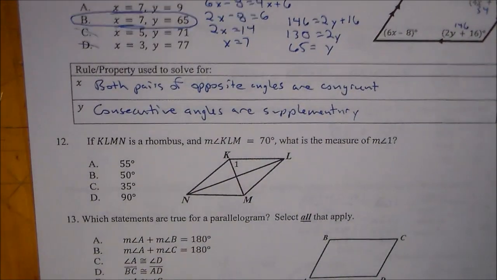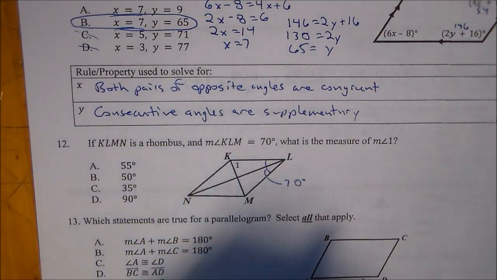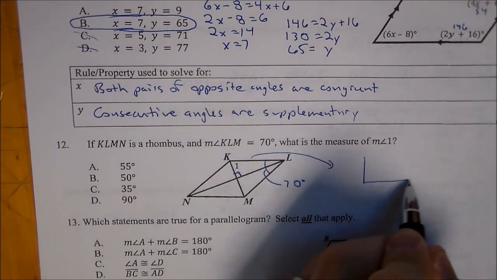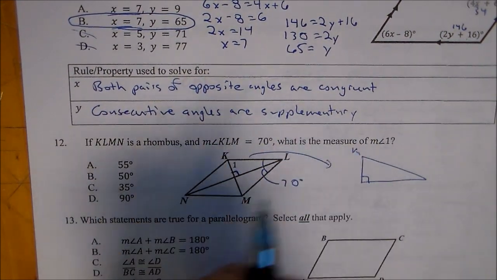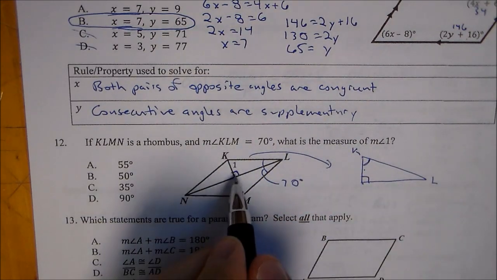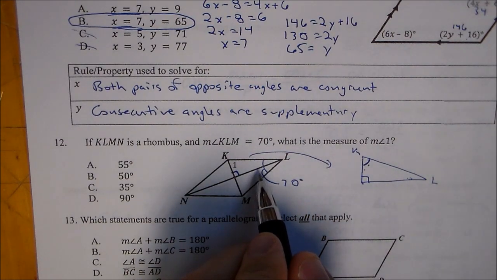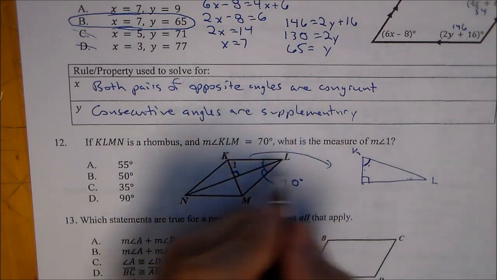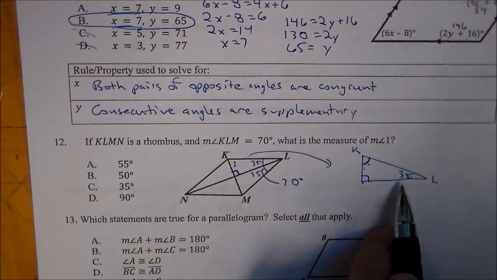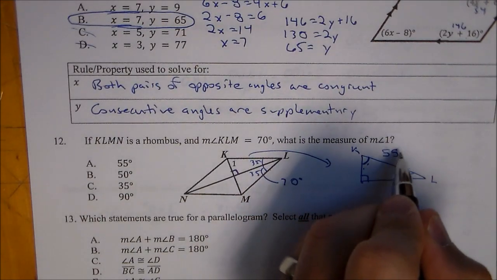Number 12, we have a rhombus. Angle KLM is 70 degrees. We need the measure of angle 1. Now in a rhombus, we know the diagonals are perpendicular, so let's look at if we made a right triangle out of this. So we have a right angle, there's K, there's L. I'm looking for angle 1 here. So I got 90, that's taken care of. Now this angle's not 70, because also in a rhombus the diagonals bisect the angles. So the 70 gets split to be a 35 and a 35 here. So now in our right triangle, it's a 35, a 90, and our missing angle, and that angle is going to be 55 degrees.